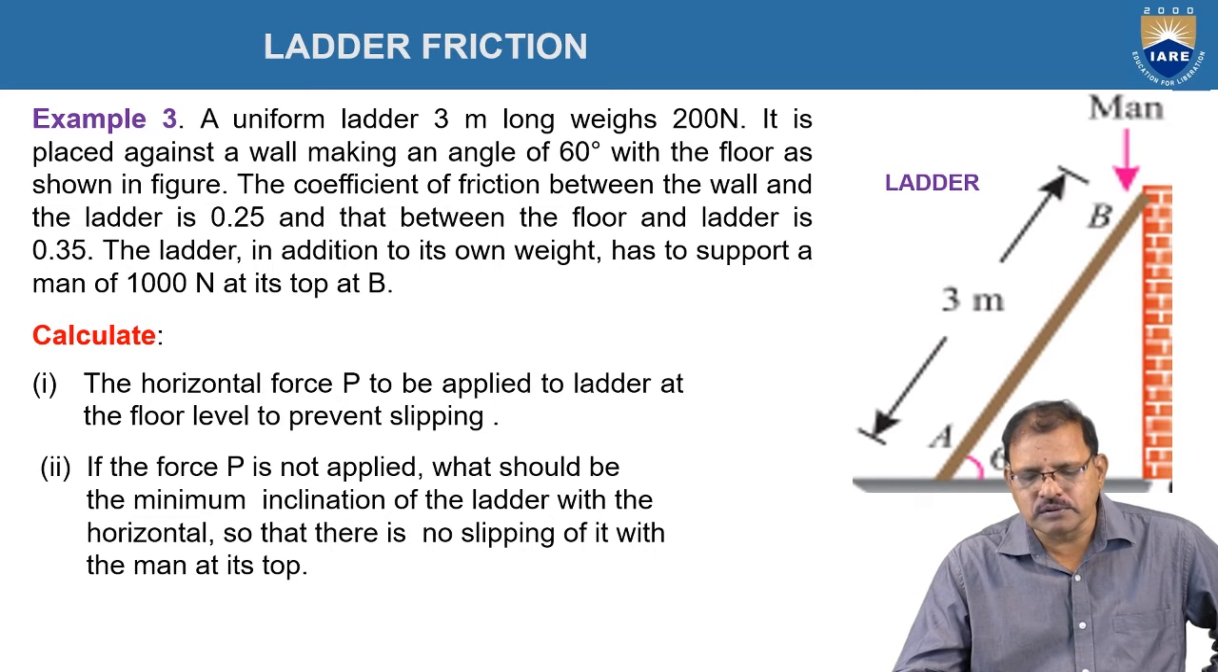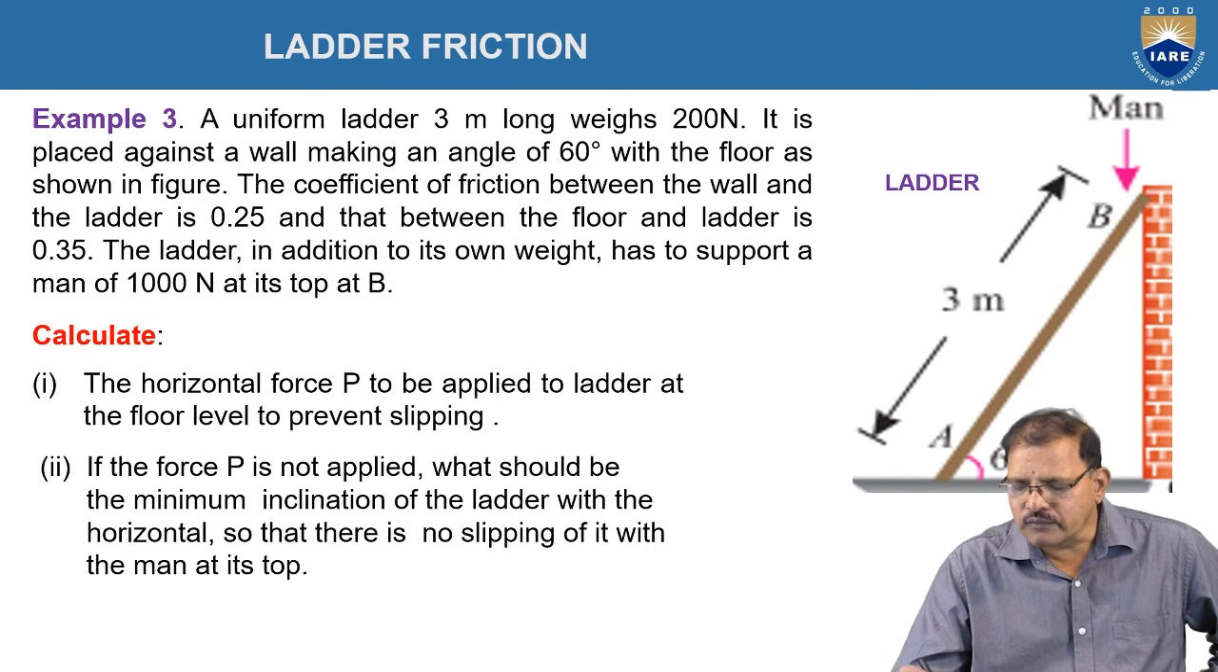A uniform ladder of 3 meters long weighs 200 newtons. It is placed against a wall making an angle of 60 degrees with the floor as shown in figure. The coefficient of friction between the wall and the ladder is 0.25 and between the floor and the ladder is 0.35. The ladder, in addition to its own weight, has to support a man of 1000 newtons at its top. That means at B, which is shown in figure now.